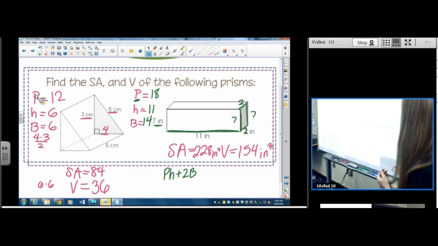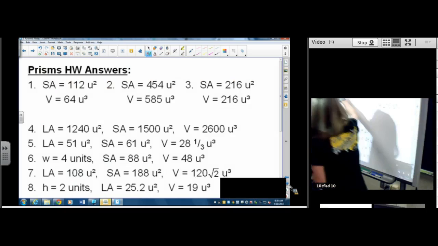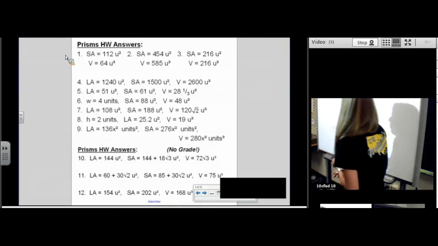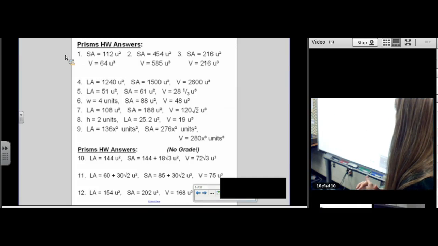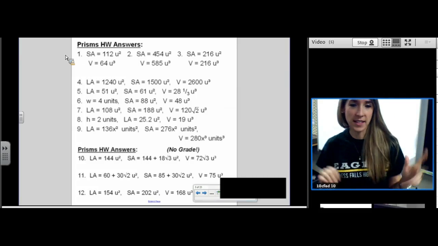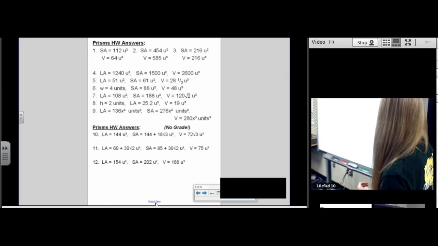Okay, let's look at our answers to last night's homework. Prisms homework answers. I don't know why it says no grade there. Ignore the part that says no grade. Sorry about that. Don't know where that came from. That was not me.